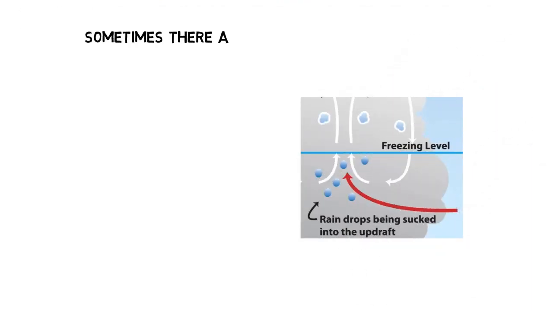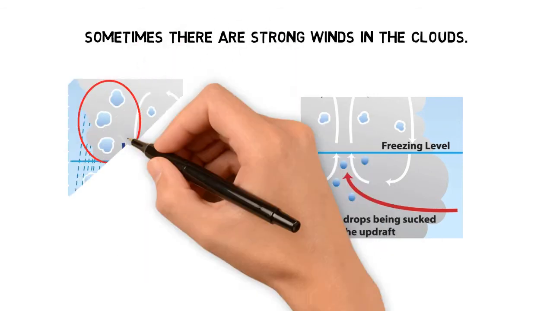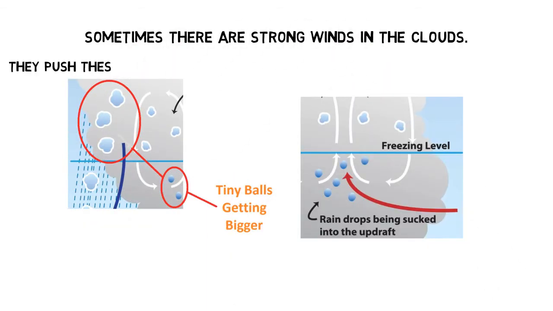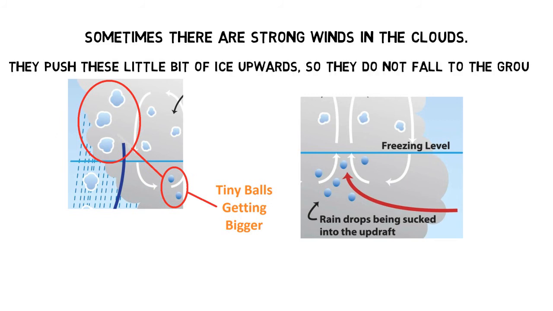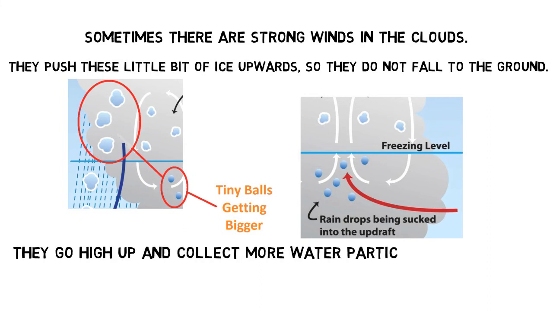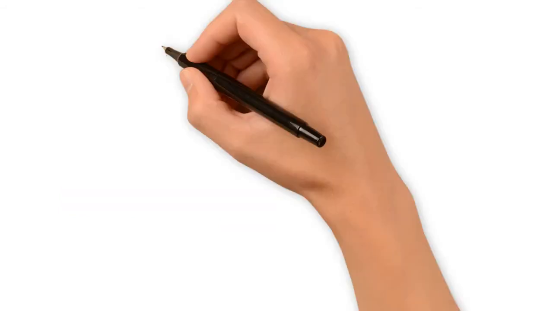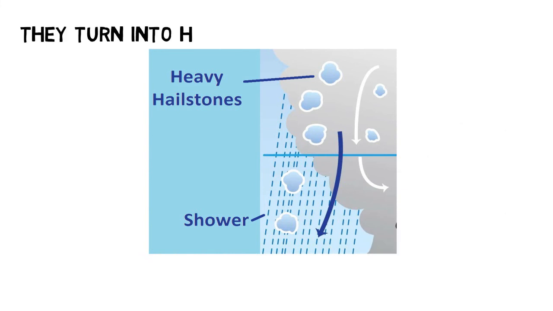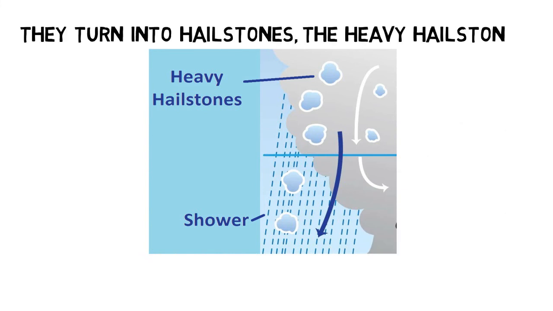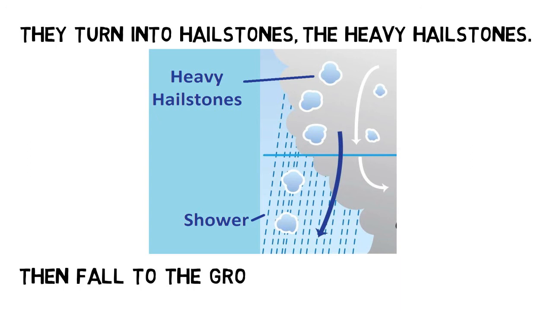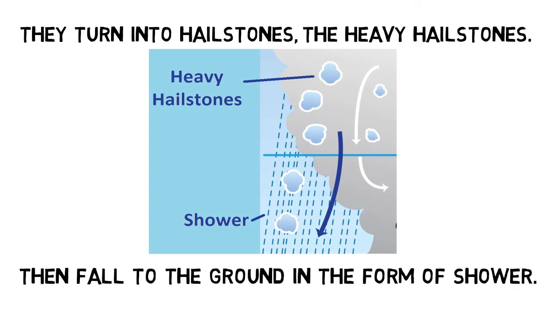Reading the next paragraph. Sometimes there are strong winds in the clouds. They push these little bits of ice upward so they do not fall to the ground. They go high up and collect more water particles which freeze. Thus, the tiny balls get bigger and bigger. They turn into hailstones. The heavy hailstones then fall to the ground in the form of a shower.